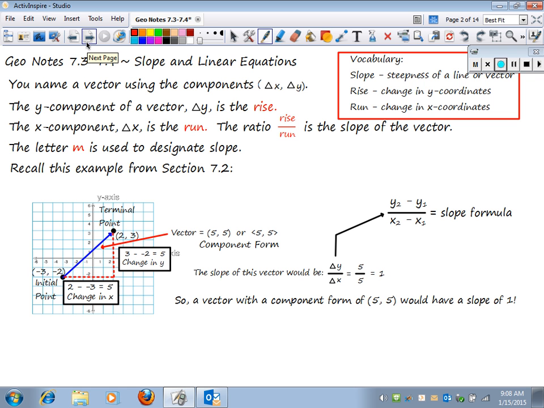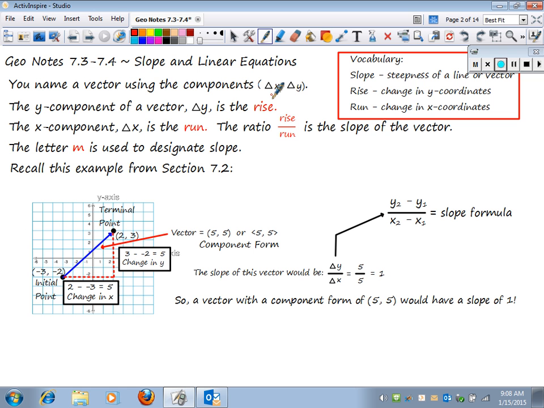All right, here we go. Section 7.3, 7.4, slope is 7.3, linear equations, 7.4. So, and they're pretty quick. And this is not much, nothing to write on this slide. I just wanted you to see a few things, to remind you of a few things. You name a vector using the components change of x and change of y. Okay, that's how you name a vector. Remember, you want to find out how far you go to the right or left. That's your change of x. How far you go up or down, that's your change in y. That's how you find a vector.